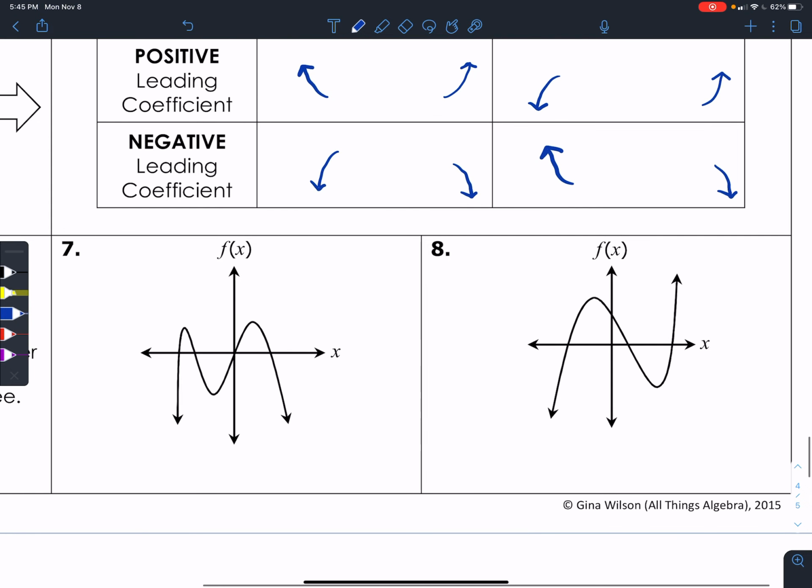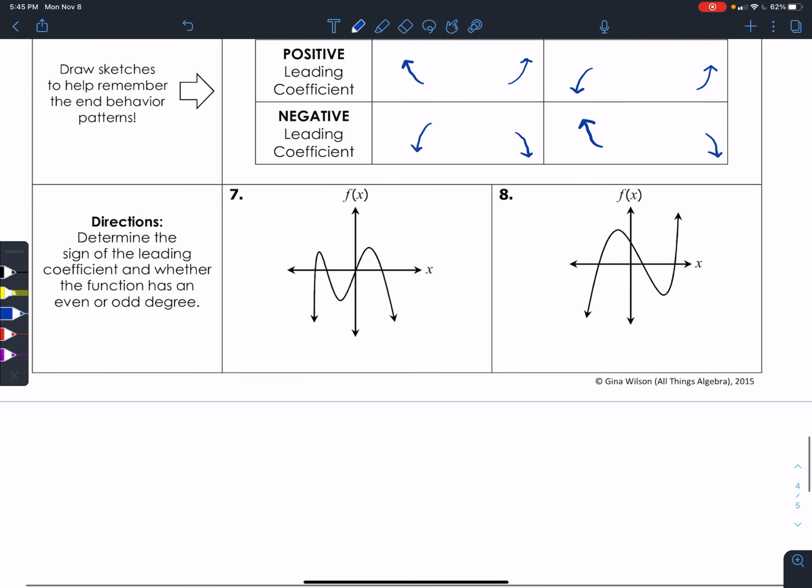All right, 7 and 8, that is yours. I want you to determine whether the leading coefficient is positive or negative, and then if the degree is odd or even.